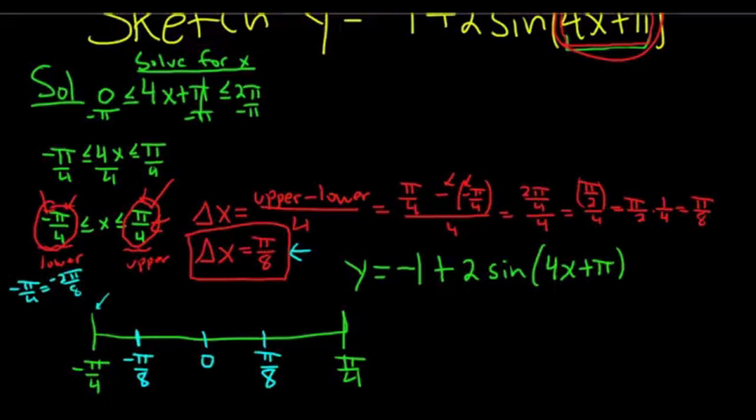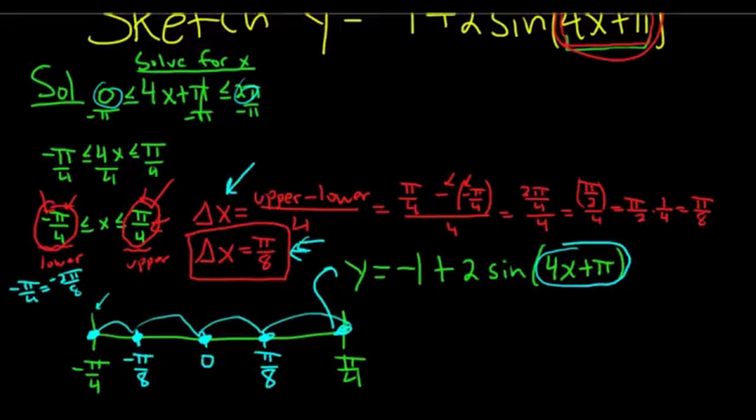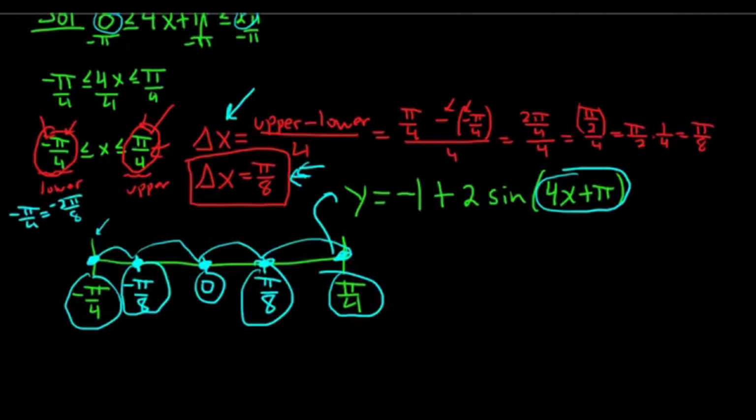All right. So now these numbers here, what we do with these numbers is we plug them into our function, and then we connect the dots and we're done. And that's it. So step one, take whatever is here, set it between 0 and 2 pi, solve for x, compute your delta x. Once you compute your delta x, you just keep adding it over and over again. And then you take these numbers and you plug them into your function to get the y values, and then you just connect the dots. So this is the long part. This is the tedious part. Let's go ahead and do it.